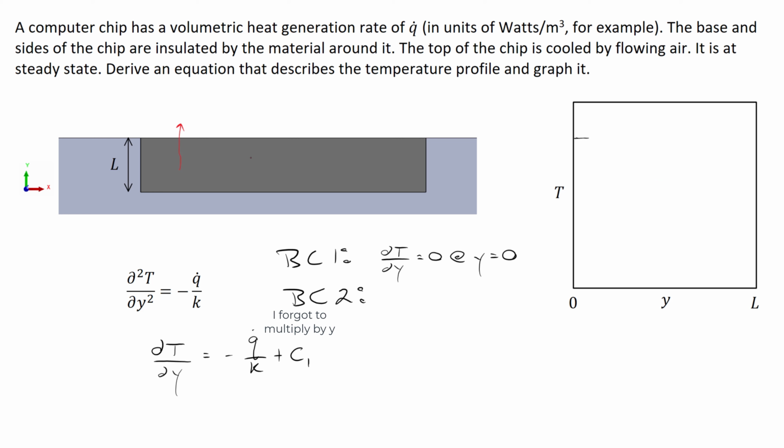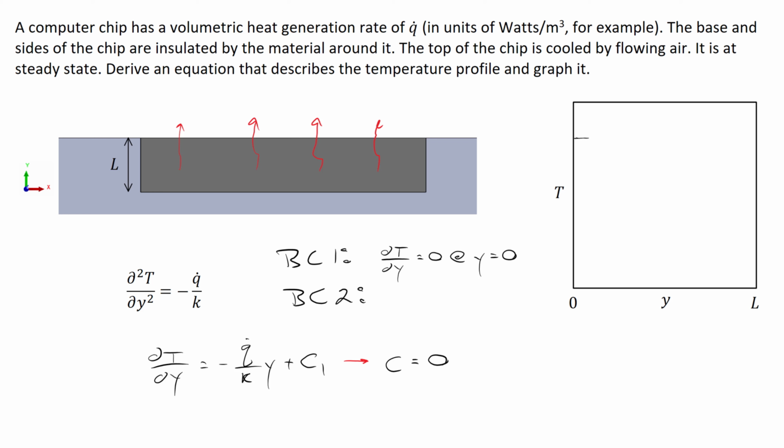Some other things we can think of intuitively: because the heat is being generated and flowing upward out of the chip, we know that the slope dT/dy has to be a negative quantity everywhere from y equals 0 to y equals L. We can apply the first boundary condition. We'll find that C1 is equal to 0, and it's equal to 0 because dT/dy is equal to 0 at y equals 0. So in doing so, we'll simplify this equation by removing the first constant of integration. If we integrate this a second time, we'll find that T is equal to negative Q dot over 2k multiplied by y squared plus a second constant of integration.